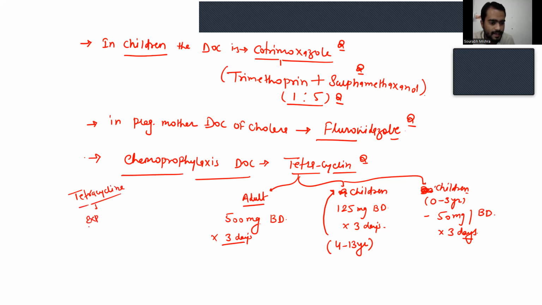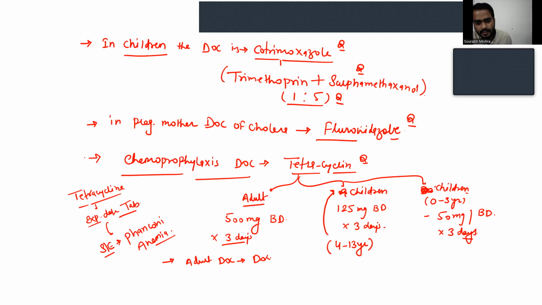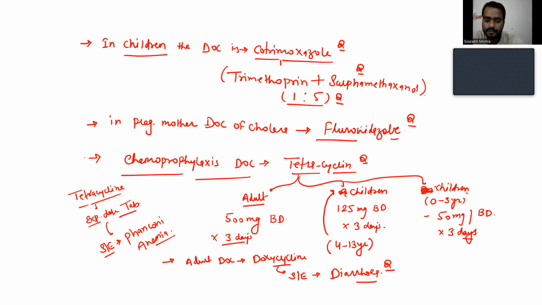If you are going to give tetracycline, suppose it is an expired tablet, the side effect is Fanconi syndrome. And the adult DOC is doxycycline. Its major side effect is also diarrhea. Why? Because in a diarrhea condition, diarrhea is already there. After giving doxycycline, the diarrhea gets worse. So it's indicating a doxycycline overdose, or its side effect is worsening of the diarrhea.